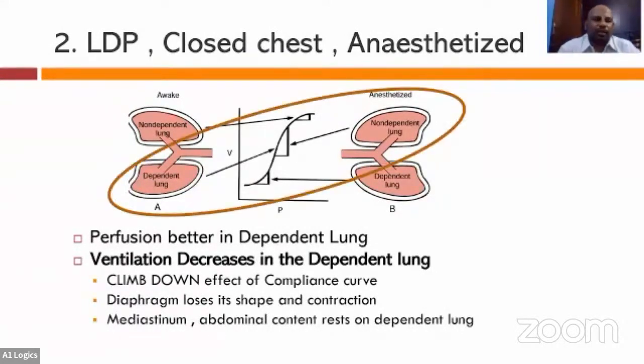You can see that in an awake lateral decubitus position, the dependent lung was on the steep portion of the regional compliance curve. Now what has happened is the non-dependent lung has come to the steep portion. So the ventilation is better on the non-dependent lung and the perfusion is better in the dependent lung, creating a VQ mismatch.